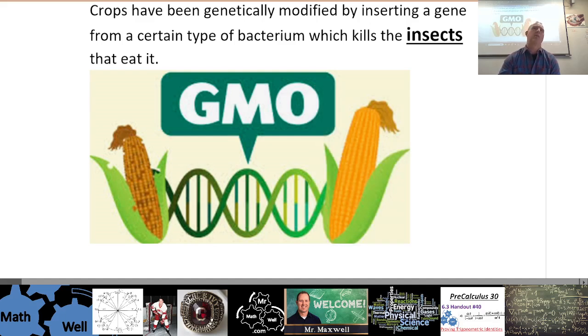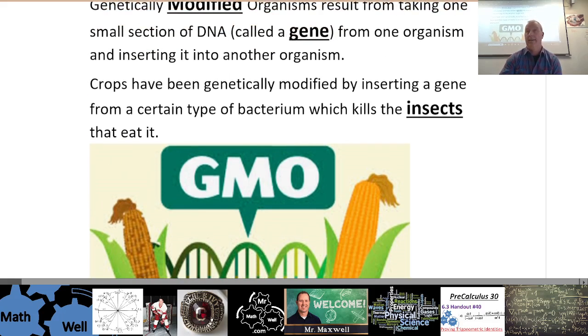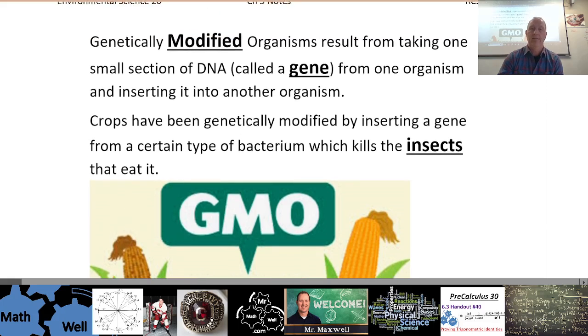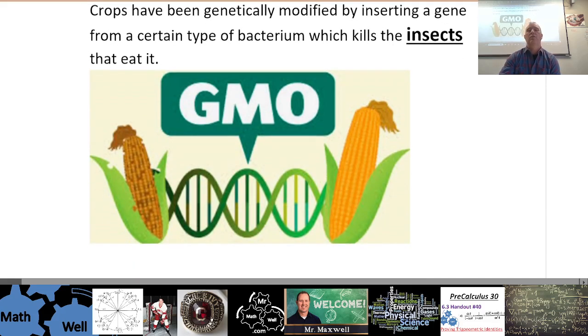Now, a lot of people are not okay with genetically modified foods. It's not natural, right? They say, you've messed around at the cellular level with this thing. How do I know that this is not going to kill me? It's going to kill the bugs that eat it, but it's not going to kill me. You sure? Might it make me sick? So, have you guys heard of GMO foods and all that?